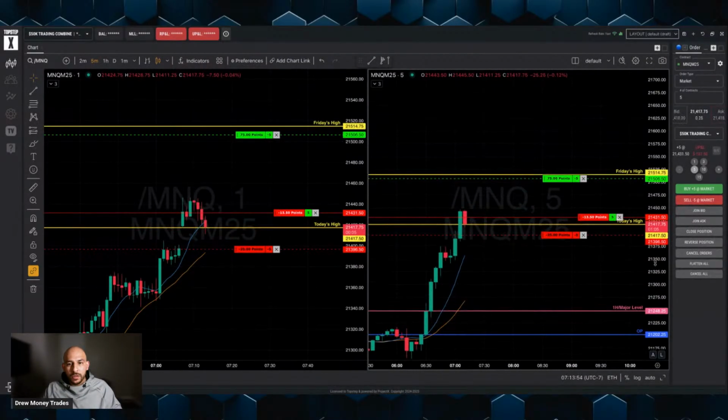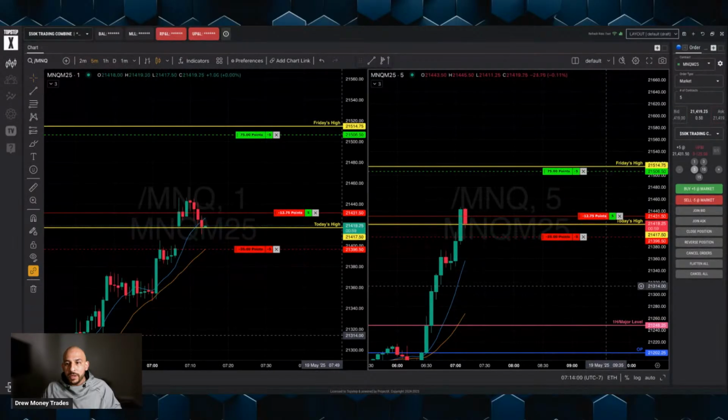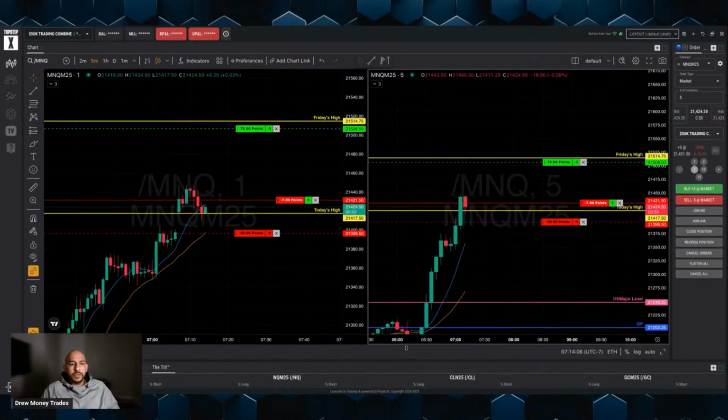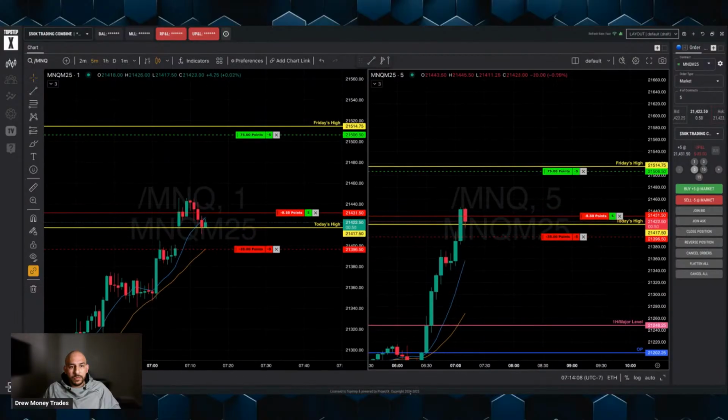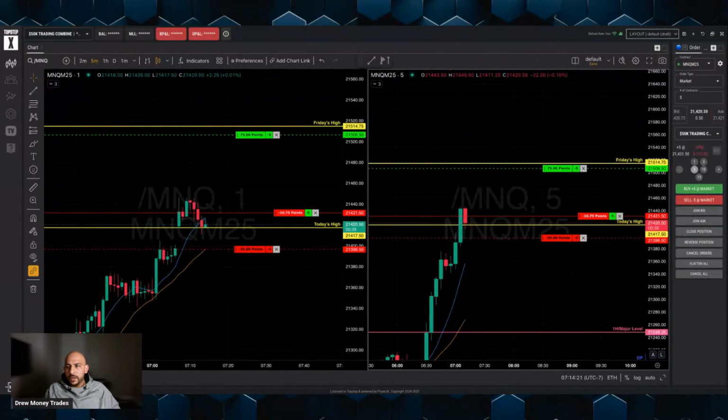So far, the better entry would have been today's high for the long, but it's okay. We'll see right now. Can we get some buyers stepping in? Let's see how the tilt looks. 51. We need it to break right here. 28. Let's go. Come on, breaking retest of today's high. Nope.